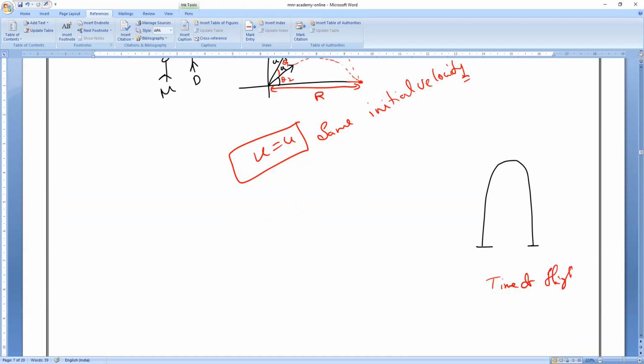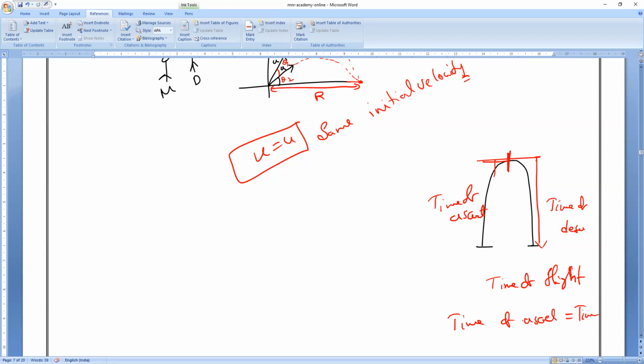Correct? Time of flight includes the time to reach maximum height, which we call the time of ascent, and the time to come back, which is called the time of descent. We all know that time of ascent must be equal to what? Time of descent. Yes or no, everyone? Please respond.